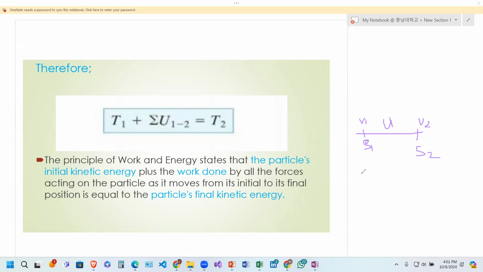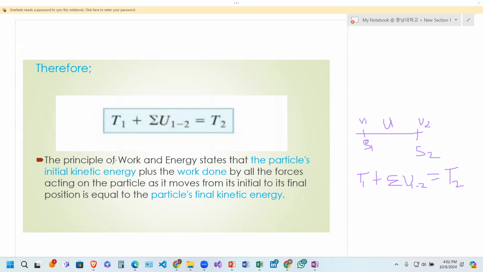So at this point, it has kinetic energy, which is T1. If we also sum up the work done to move this particle from S1 to S2, that's what we call the summation of U from point 1 to point 2. But this is now the same as the kinetic energy at position 2. So if we add up all this work, the work and the energy would equal the final kinetic energy. Please make sure you know that.